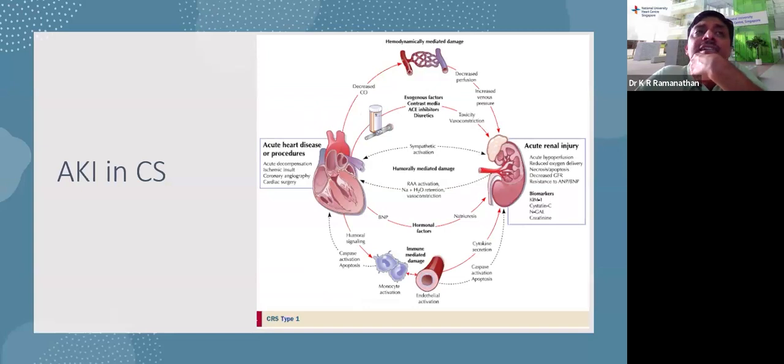And as far as AKI in cardiogenic shock goes, it can happen as a result of not just acute decompensation and ischemic insult. It can also happen as a result of interventions we do, as a result of some of the treatment modalities that need to be followed. Say, if this patient needs cardiac surgery, they eventually end up getting cardiac surgery related AKI in the postoperative period.